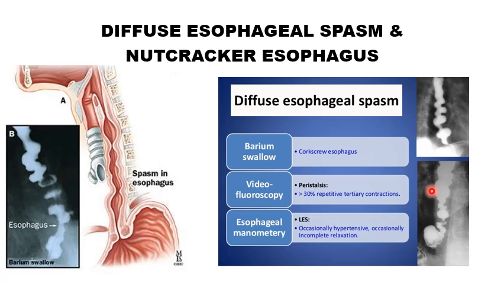So how do we treat it? We treat it by giving agents that will relax the spasm, like calcium channel blockers. And if somebody does not respond to relaxants, then you can proceed to surgery. Sometimes anxiolytics like amitriptyline may also be given. And most of the patients recover through medical management only.